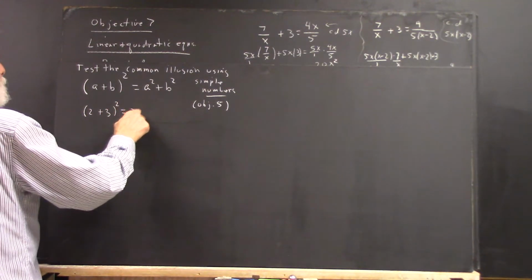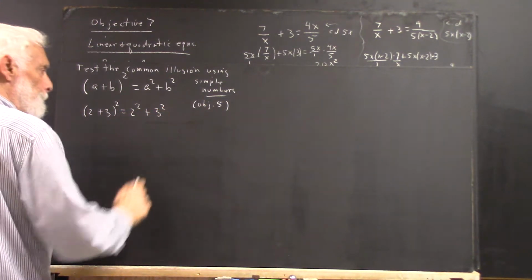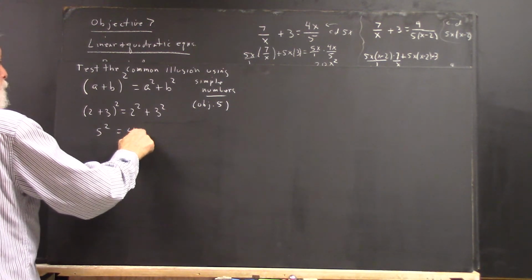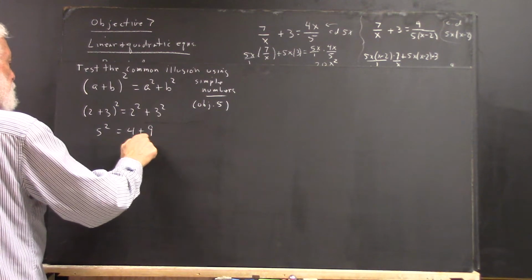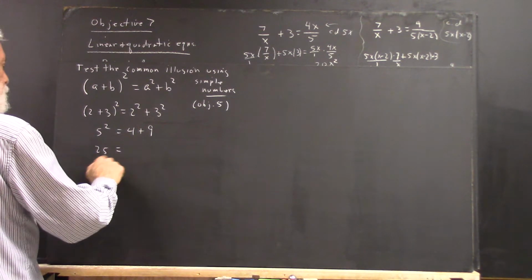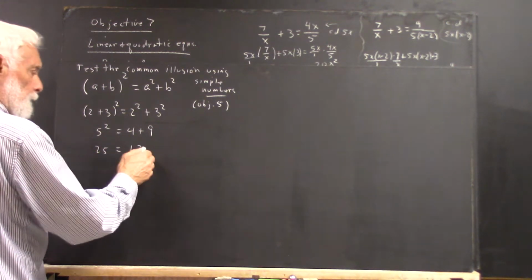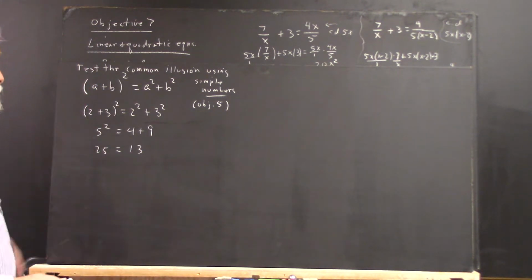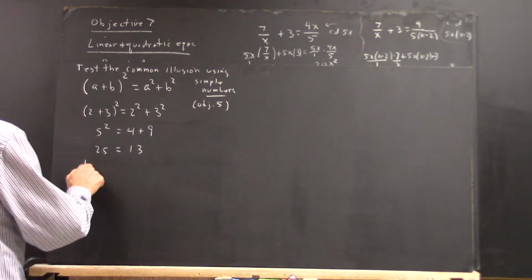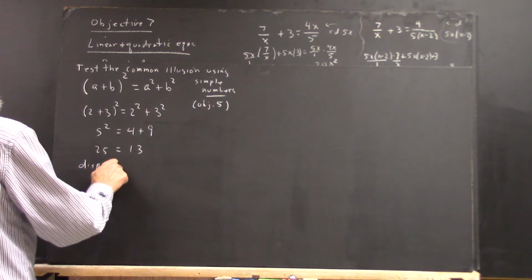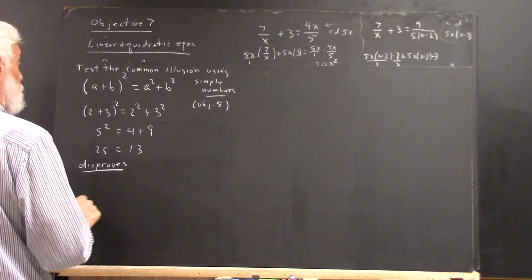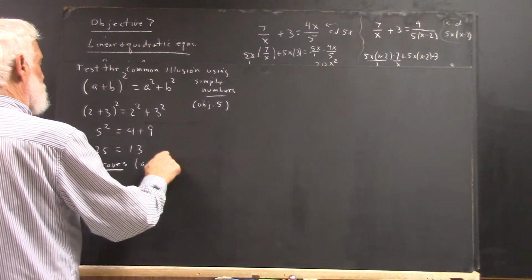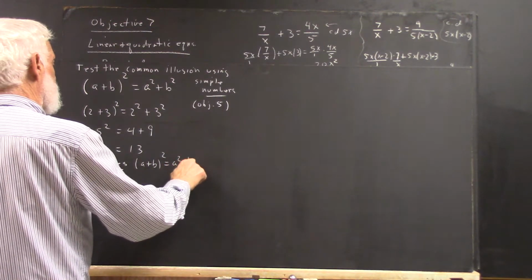Okay, so if you're tempted to do this, you can say, well, let's see, 2 plus 3 squared then should equal 2 squared plus 3 squared. Now, 2 plus 3 squared is 5 squared, which is 25. 2 squared is 4, 3 squared is 9. So you get 25 here and obviously, no, you don't get 25 over here, do you? You get 13. This disproves a plus b squared equals a squared plus b squared.